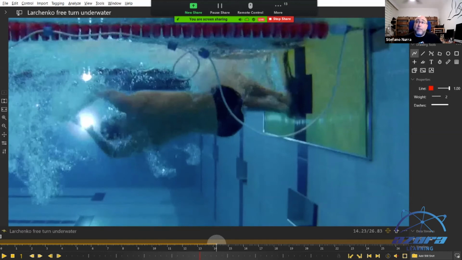If you are speaking about a good level, there are more than some possibility, but a lot of high-level swimmers are doing this kind of rotation. This is a young swimmer, but also some high-level swimmers are doing this kind of rotation.